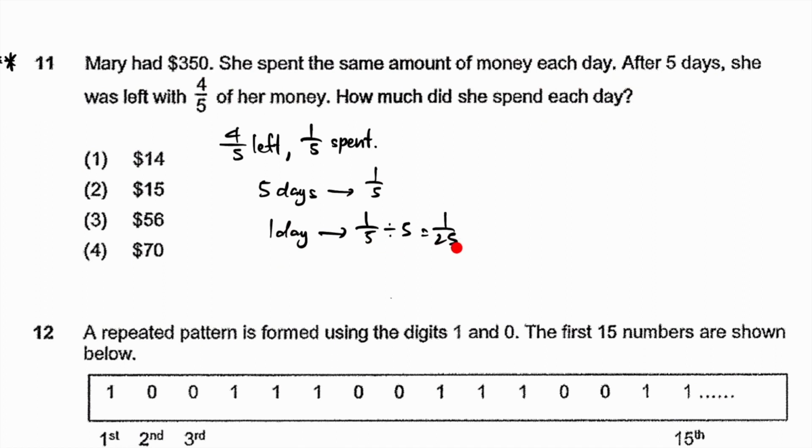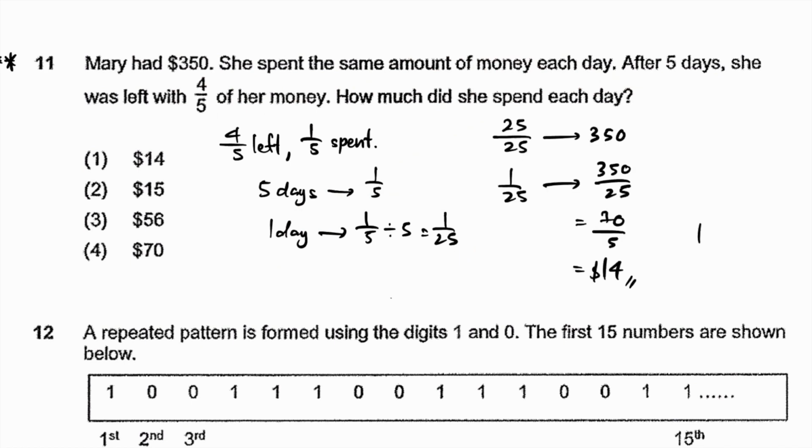Now we can do this only because it is told to us that she spent the same amount of money each day. So basically, per day spending, just take this and divide by 5. So it's 1 over 25. Now, the actual dollar value though, right? Since 25 units is the $350 she had at first, what's 1 over 25 of that? So basically, you're going to divide that by 25. So the answer in dollar value terms is $14 per day. Another thing you can do is to just take 1 over 25 multiplied by 350.